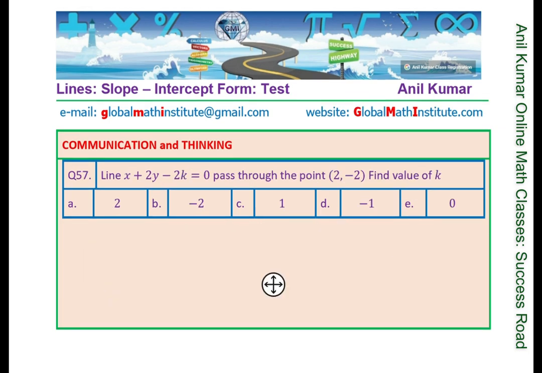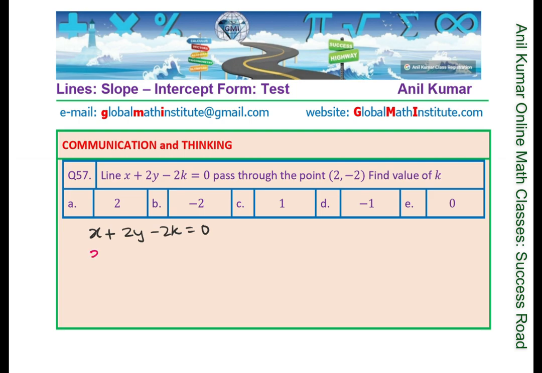Here is question number 57. We are given the line x plus 2y minus 2k equals 0, which passes through a given point. Find the value of k. It is very similar to the previous question. I'd like you to pause the video and answer this one, right? Well, here is my solution. x plus 2y minus 2k equals 0, and it passes through (2, minus 2).